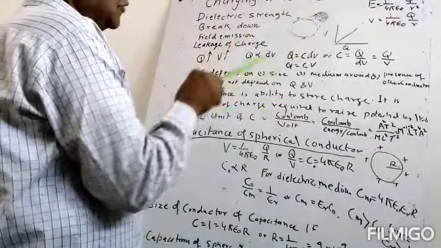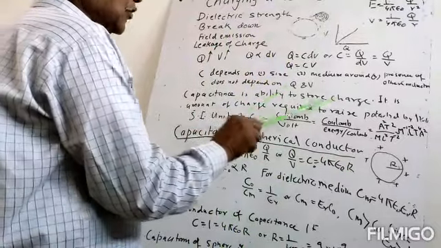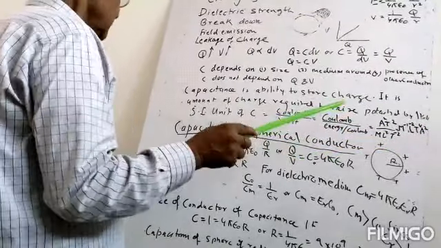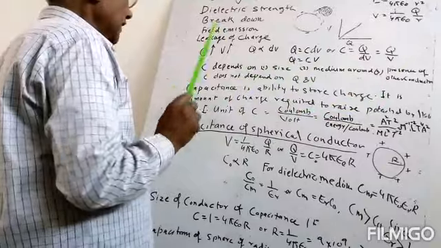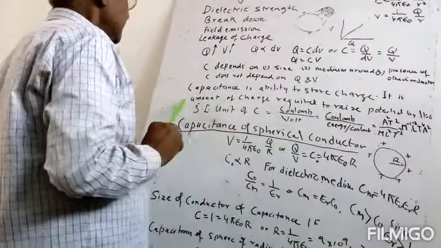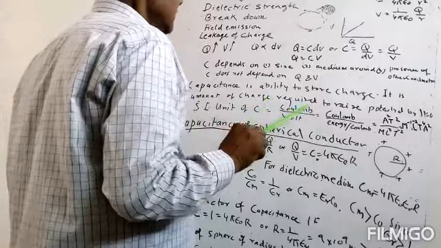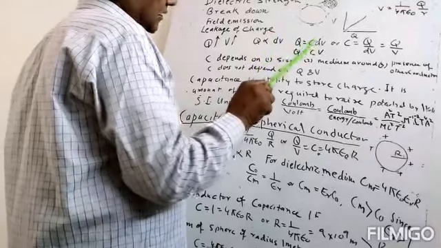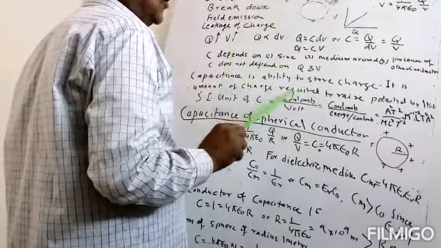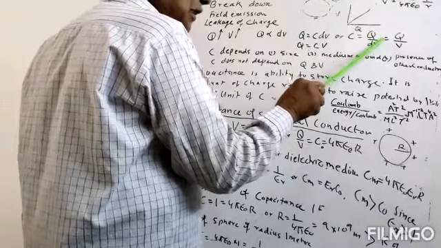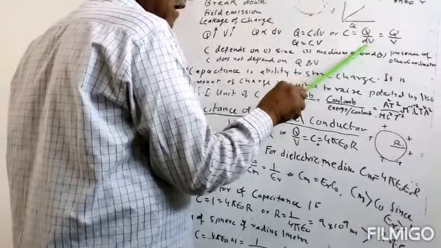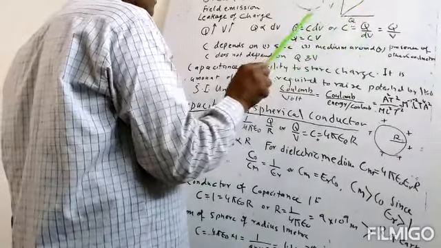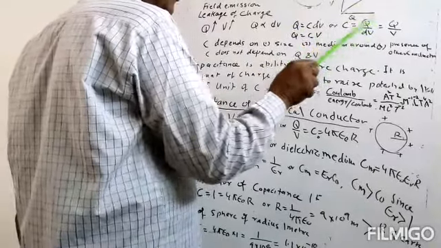Now, capacitance of the conductor is the ability to store the charge or the electrical energy. Now we can define the capacitance. Capacitance of the conductor is the ratio of charge given to the conductor and the increase in potential. Now what will be the unit of this capacitance?